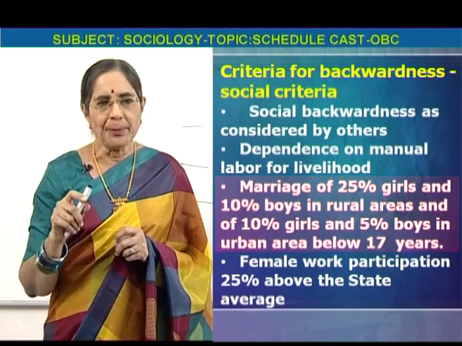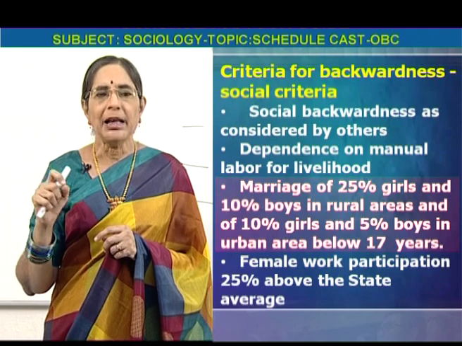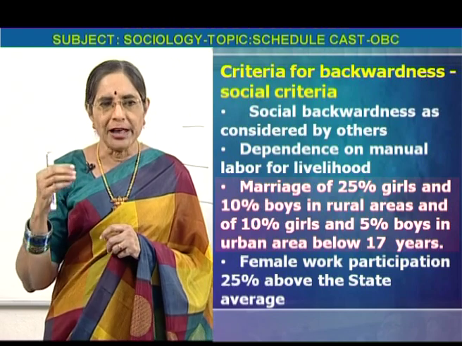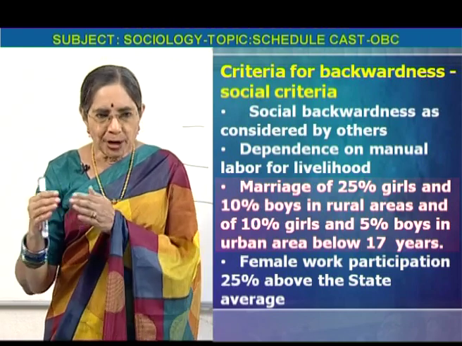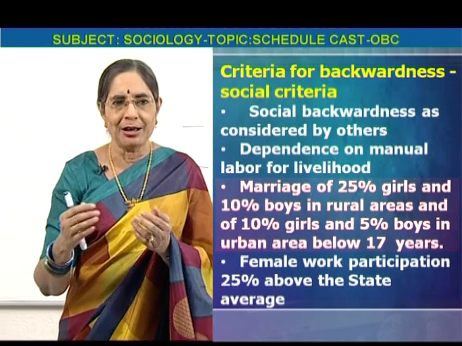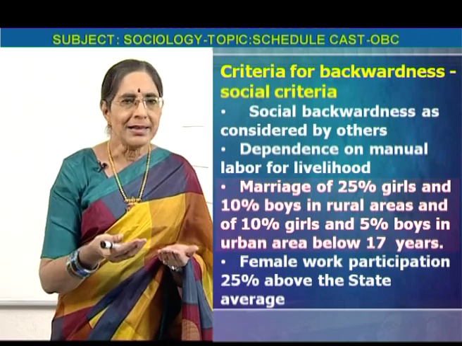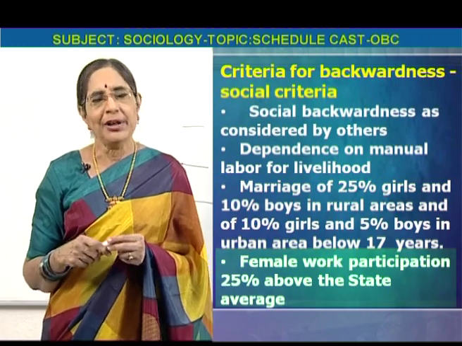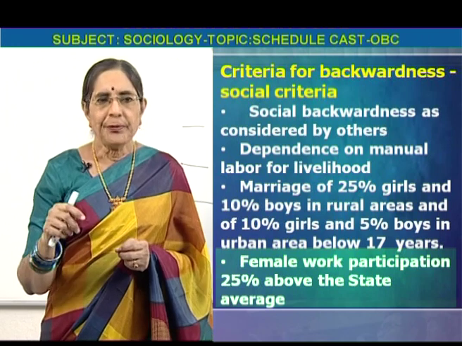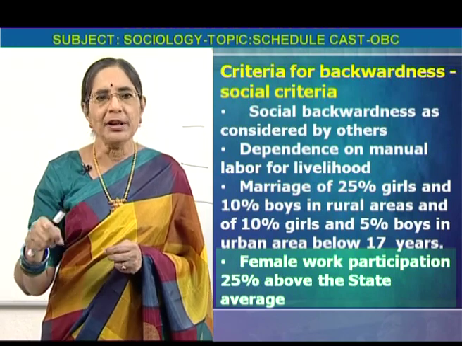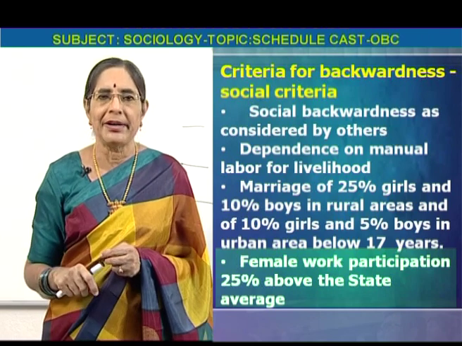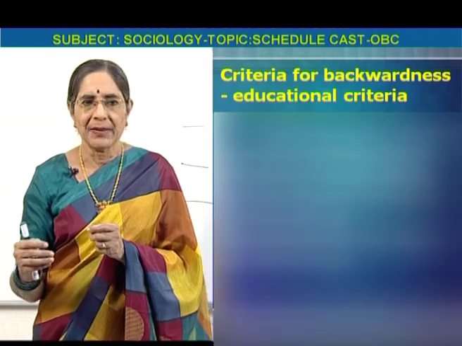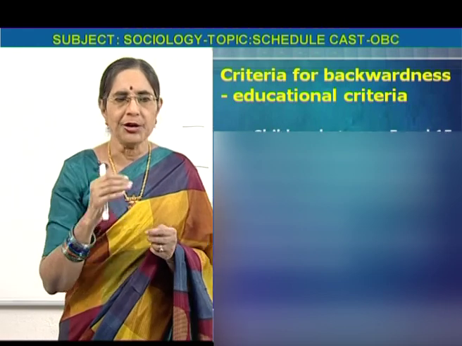If 25% of girls and 10% of boys in rural areas, and similarly 10% of girls and 5% of boys in urban areas, below 17 years are married in a particular community, then that community is a backward community. The fourth sub-criterion under social criteria is female work participation. If female work participation is more than 25% above the state average, then there is social backwardness in that particular community. These are the sub-criteria under social criteria.